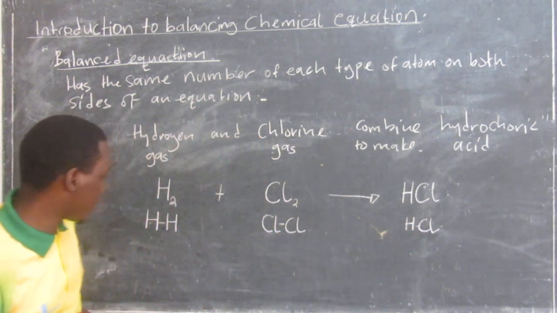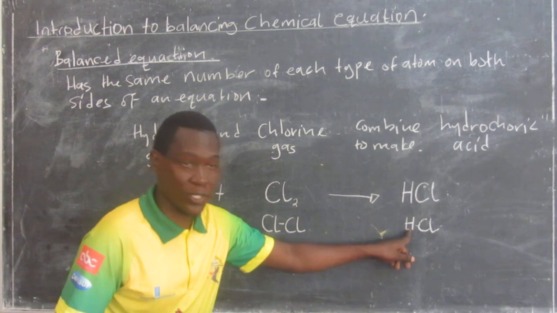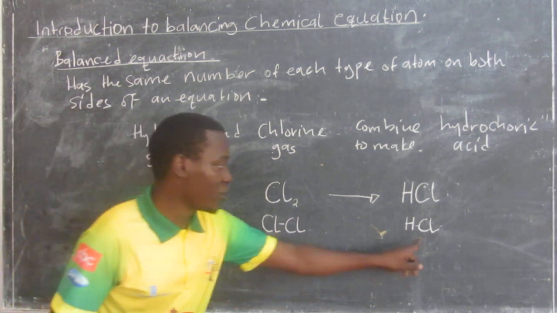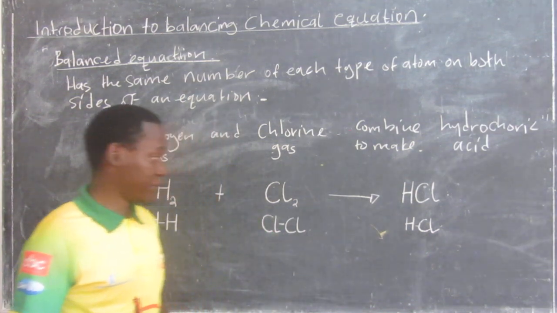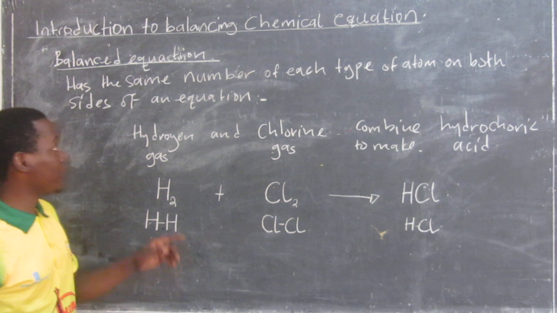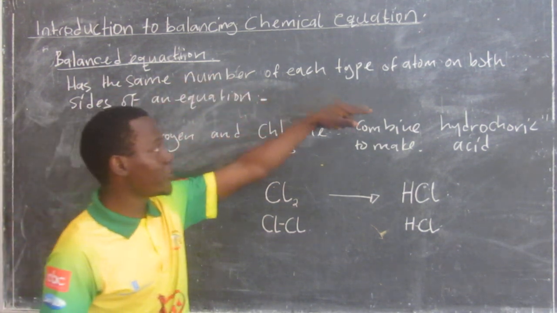If you look carefully, you can see that here we have two hydrogens, whereas here we have one hydrogen. Are you seeing that? Here we have two Cls, whereas here we have one Cl. Meaning that this equation is not balanced, since our definition says a balanced equation has the same number of each type of atom on both sides of the equation.